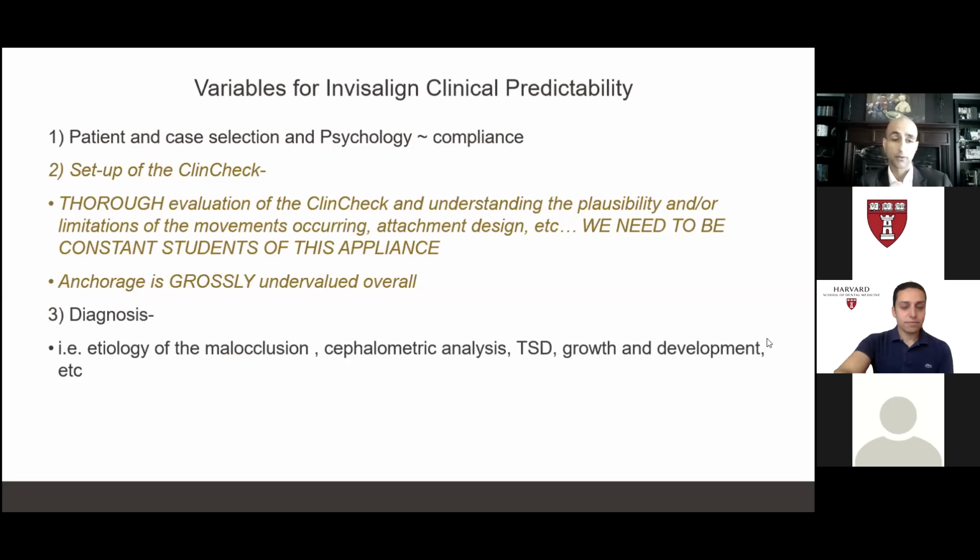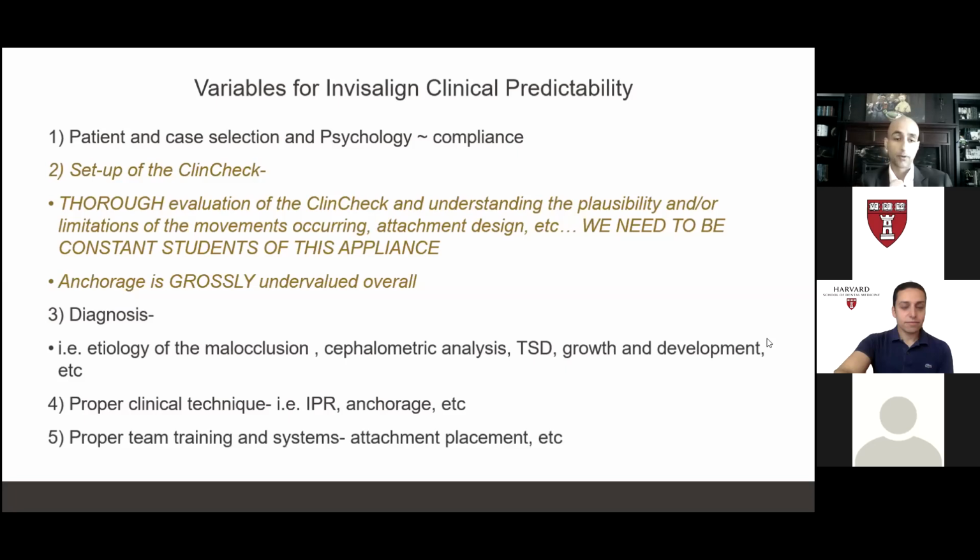As I mentioned, we're doing orthodontics, so diagnosis is key. What's the etiology of the malocclusion? Are you diagnosing that? Are you using your Ceph to analyze things? Is there a tooth size discrepancy? Is there growth involved? How are you managing your anchorage with elastics? All of these things will add up in terms of how your outcome is going to turn out.